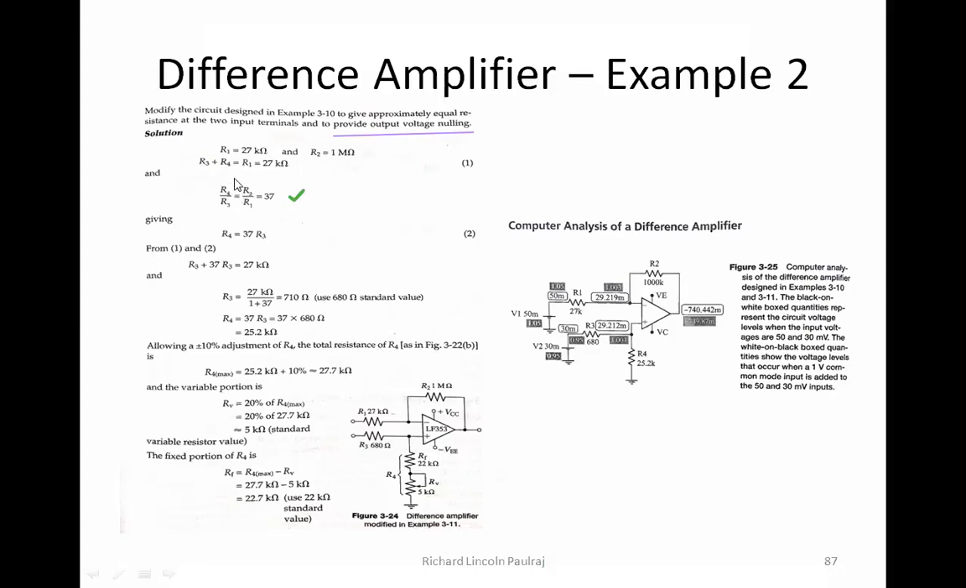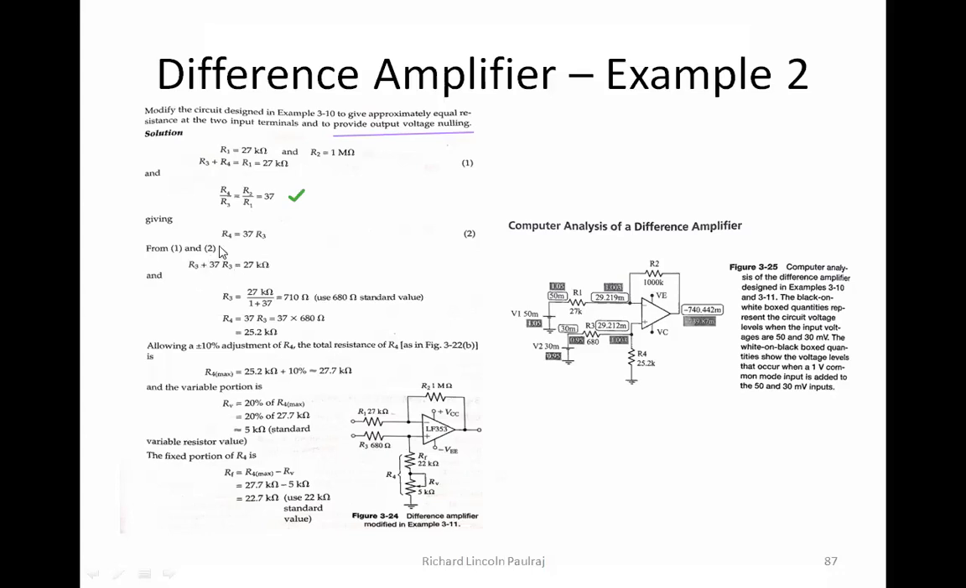Now I know that R4 by R3 is equal to 37. The reason I'm very much concerned with R4 is that is where I'm going to put my variable resistance, so I'm very much interested in finding the value of R4. Now R4 is equal to R3 into 37. I just cross multiply here, so 37 times R3.